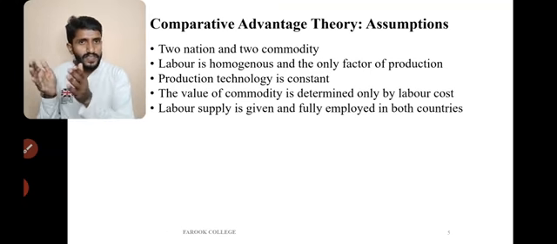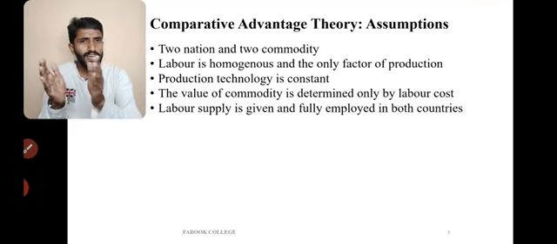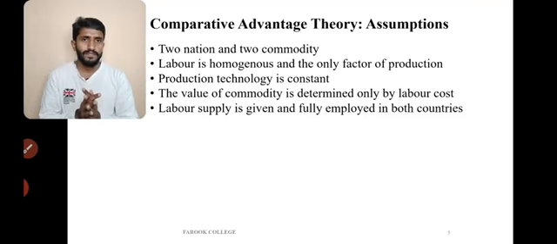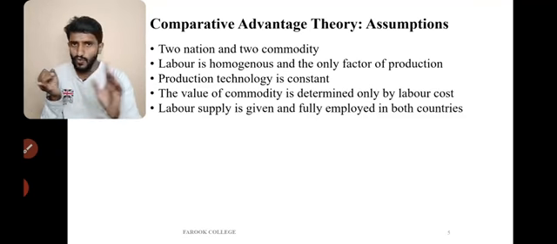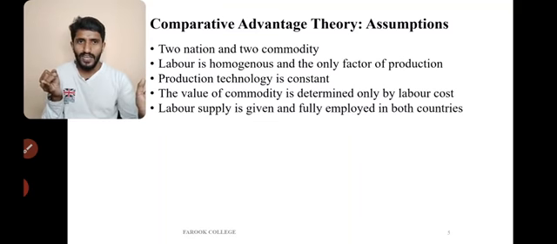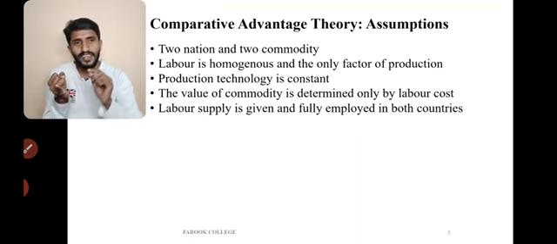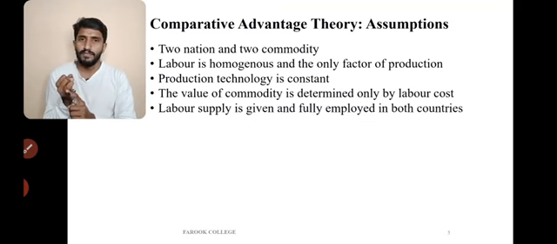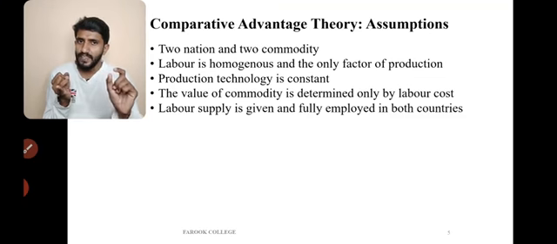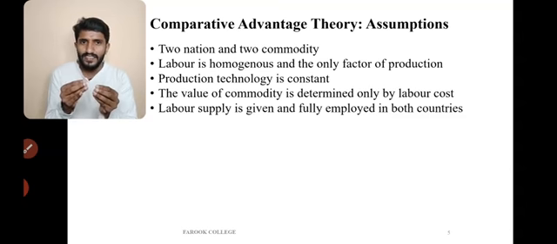Firstly, as we saw in the absolute cost advantage theory, most of the assumptions are also here. There are two nations, two commodities, no need to explain it. And labor is homogeneous and it is the only factor of production. In the absolute cost advantage, we assumed labor is the only factor of production. But here, one more assumption is added: labor is homogeneous.